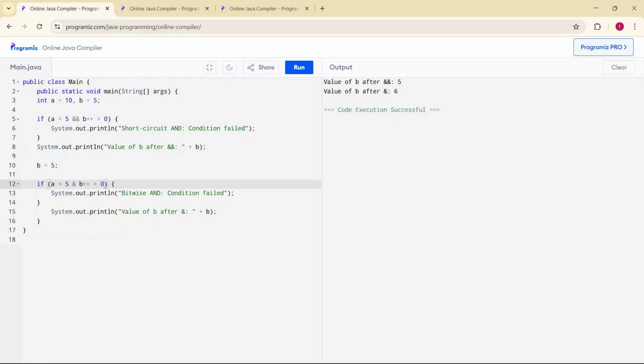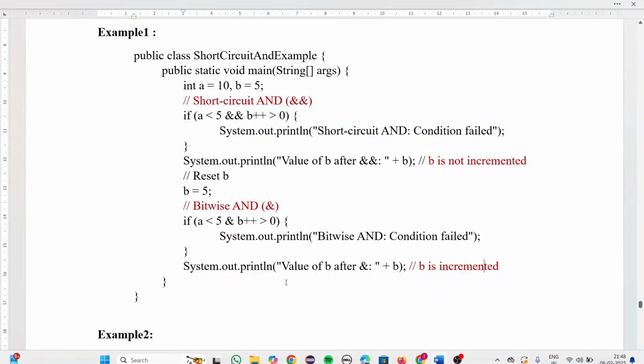So we can conclude that in bitwise AND both operands will be executed, but in short circuit AND the second operand is optional. Execution of the second argument is optional. And we'll see the next example.